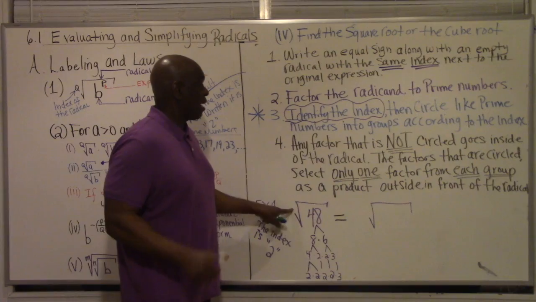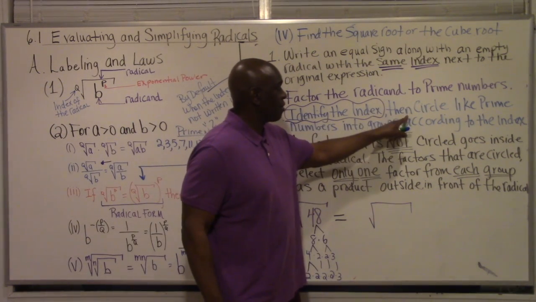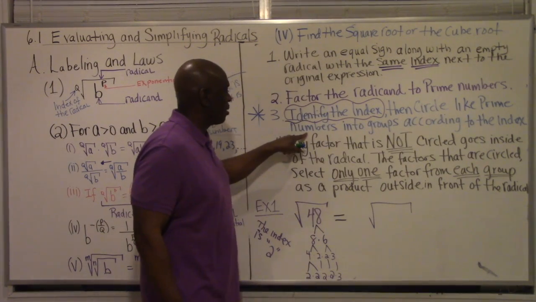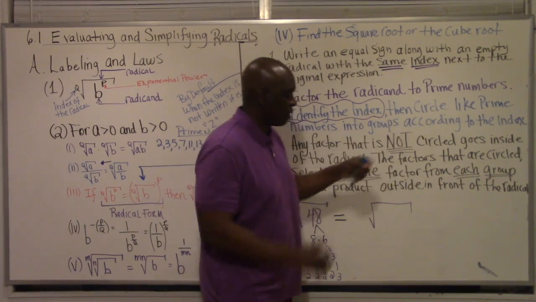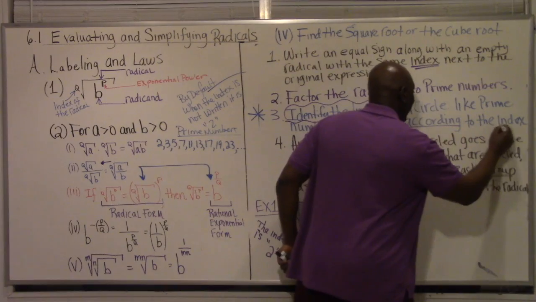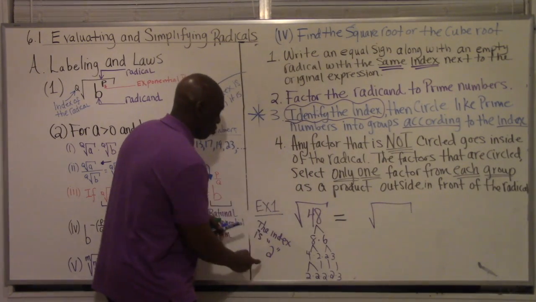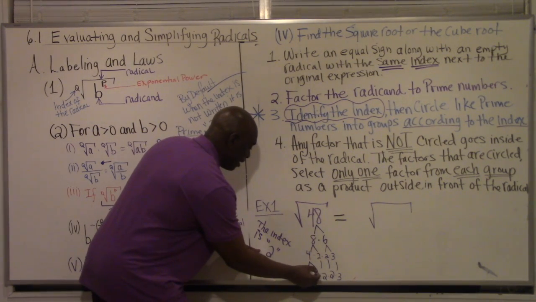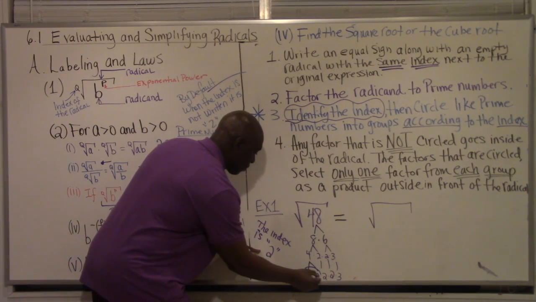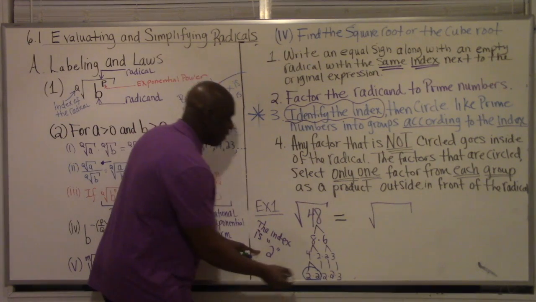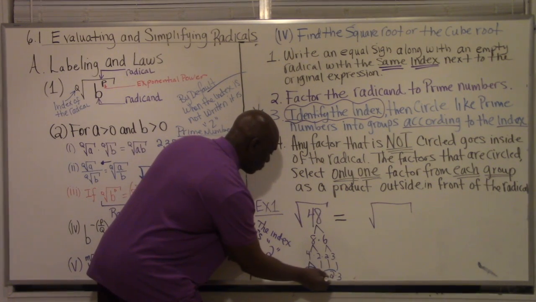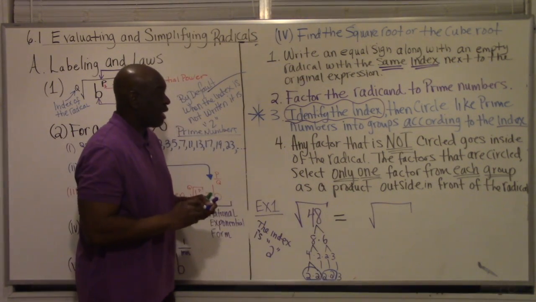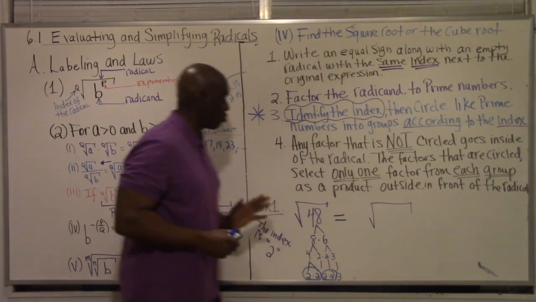Identify the index, then circle like prime numbers into groups according to the index. Well, the index is 2. So I want to group these by 2s. So these two are alike. I got the first group of 2. And then these two are alike. I have the second group of 2. So I group them by 2s and I circle like prime numbers.